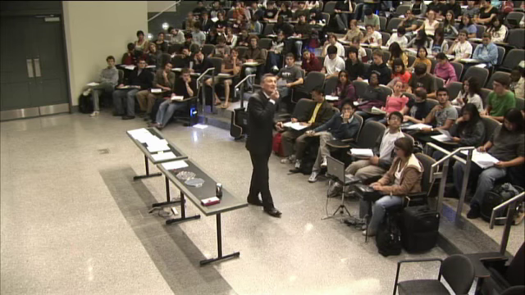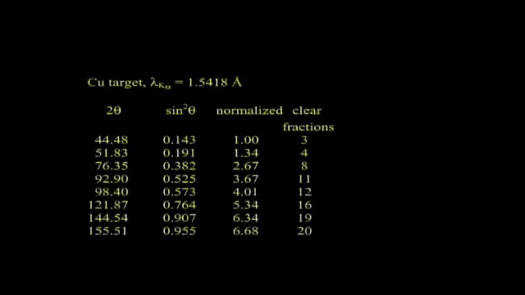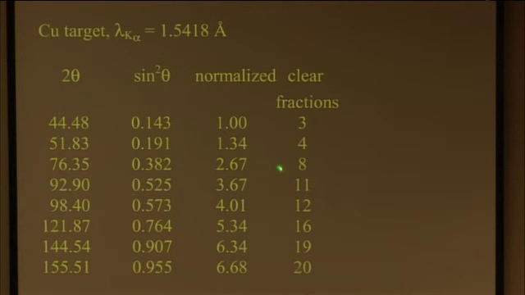What's the next thing he says? Clear fractions from the normalized column. So I'm going to multiply this by a common number to get rid of them, because, remember, this is experimental data. It's noisy. 1.34 looks like 4/3, doesn't it, if you're fuzzy logic. And 2.67 looks like 2 2/3, 3 2/3 is roughly 4, 5 1/3. The 3 looks like a magic number. So if I multiply this column by 3, I get 3, 4, 8, 11, 12.